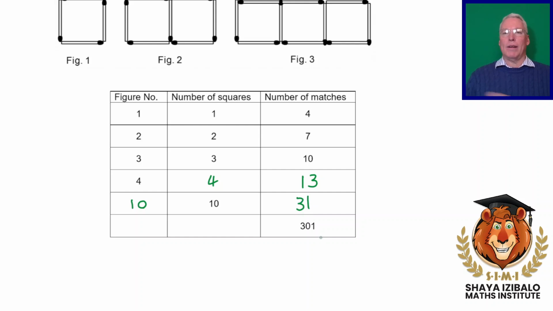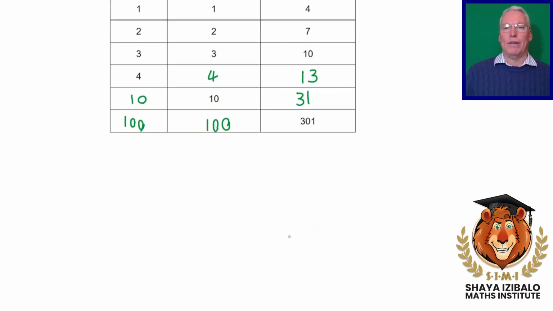Now let's think about going backwards. Multiply by 3, then add 1. Subtract 1, and then divide by 3. This is figure number 100. Figure number 100 would need 301 matches.